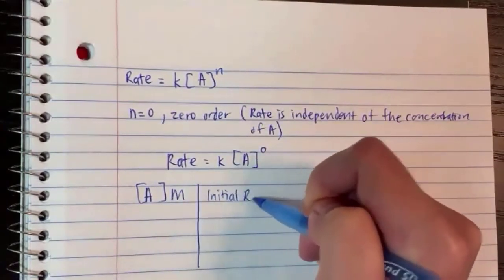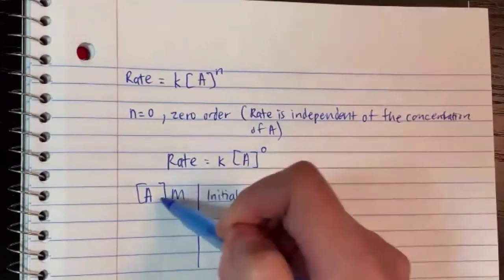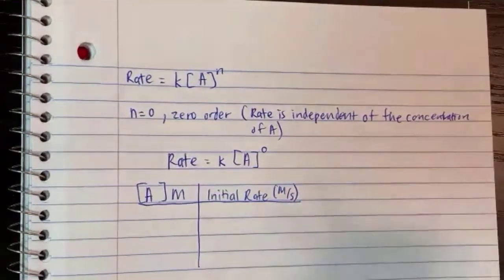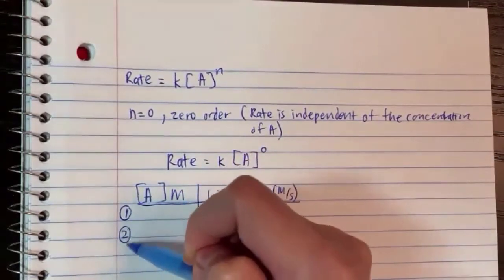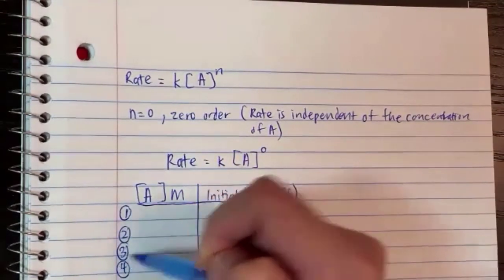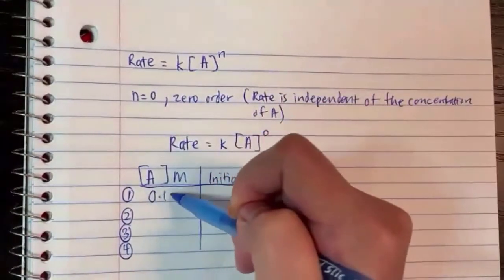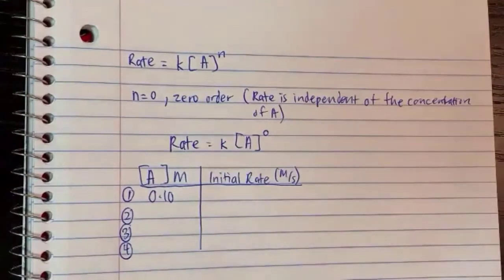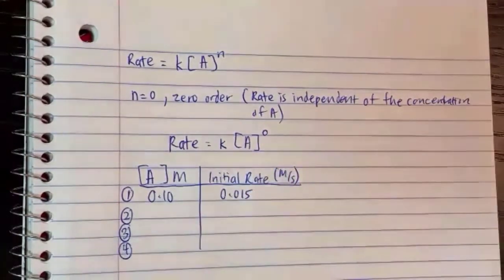So if you had something that's zero order, you did multiple reactions to see if the rate changes. Would it change the rate? I like to call it initial rate because the rates do change over time. We're just looking at one given time frame here. So we'll do 4 sets of experiments. To my first test tube, I'm going to put in 0.10 molarity, and I'll measure the rate. Maybe the rate comes out to be 0.015.